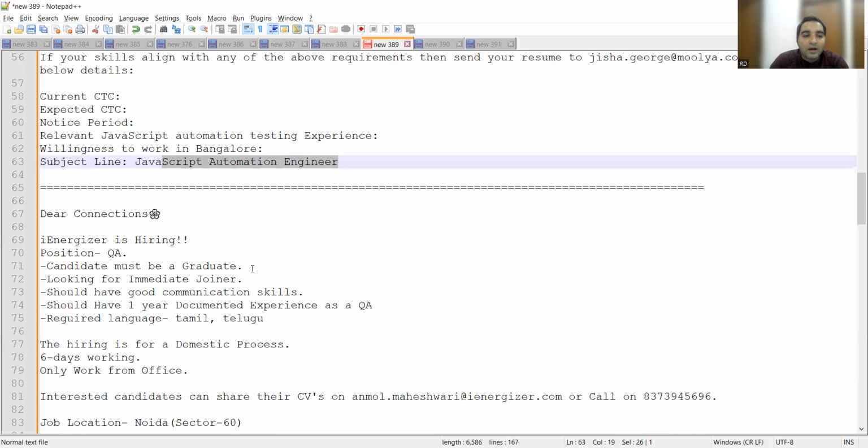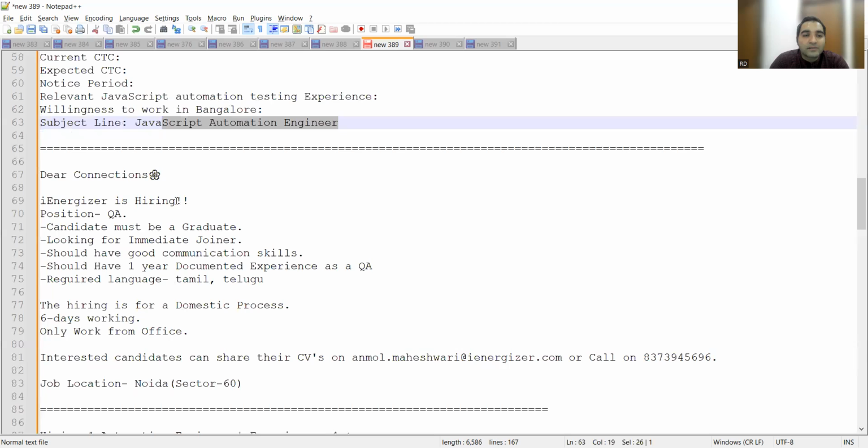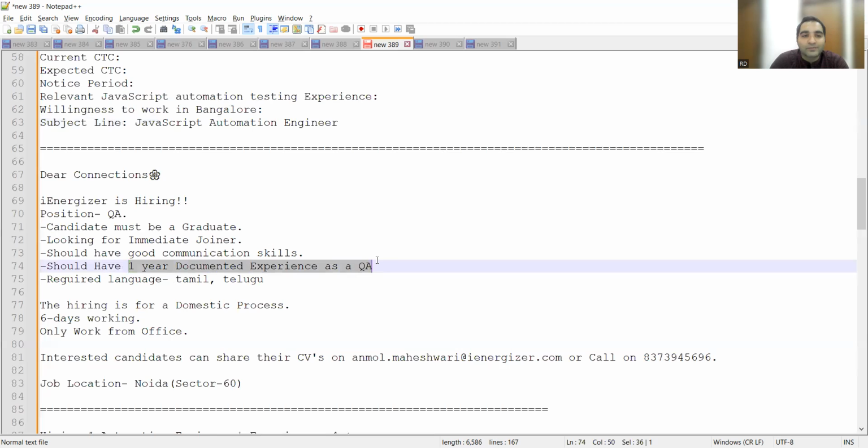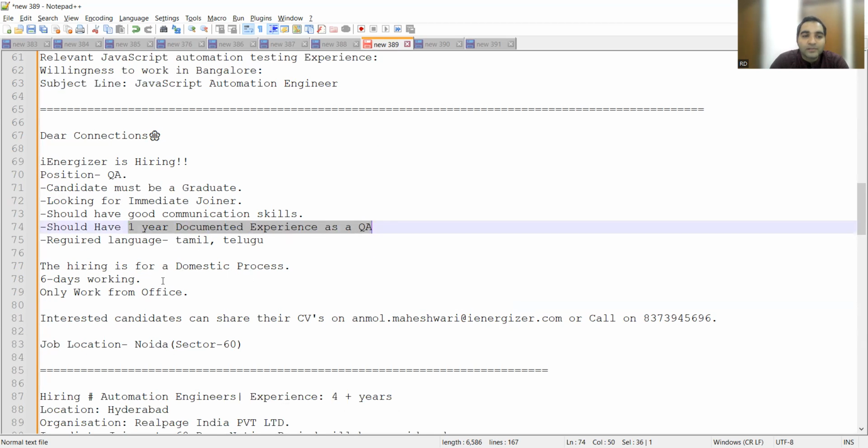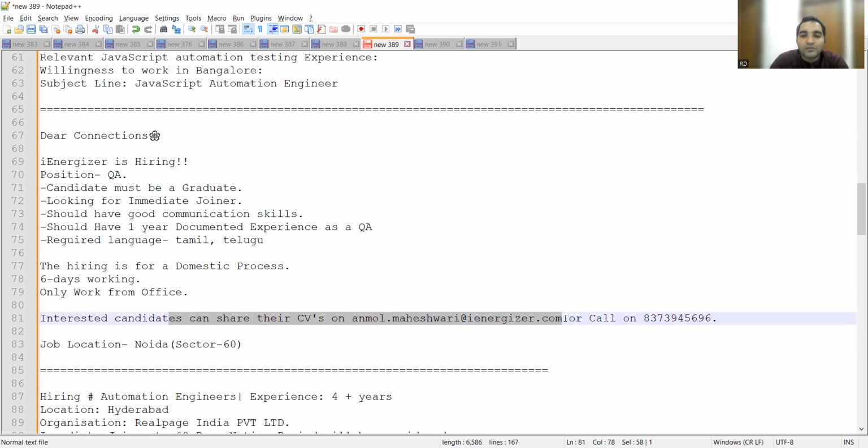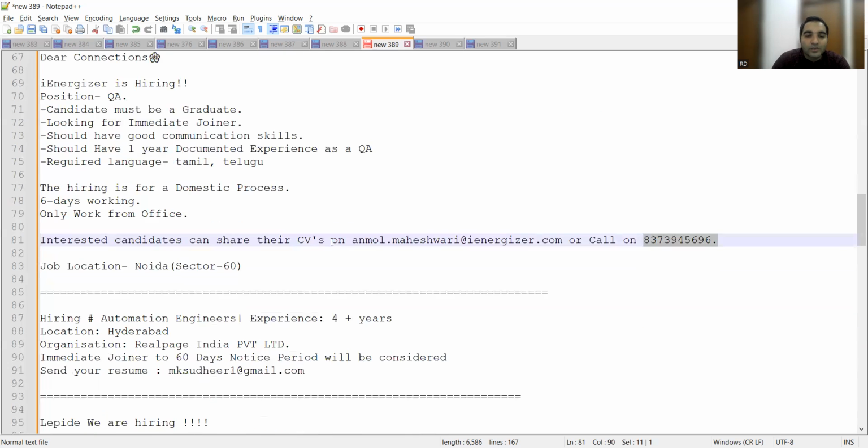Apart from this, iEnergizer is hiring for QA, and they are looking for graduates. Required language is Tamil or Telugu. Should have 1 year of documented experience as a QA, and it would be 6 days working from office itself. Job location is Noida, and interested candidates can share their CV to this email address, or call on this number. Yesterday, a few people were commenting in the video that there are not many job opportunities for 1-2 years. So today we have got those as well.